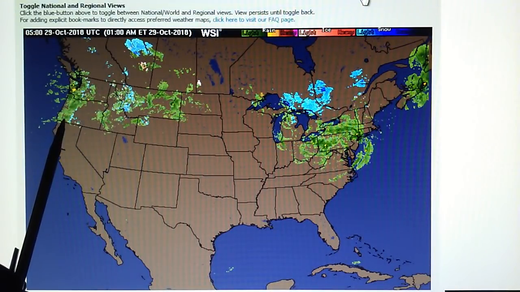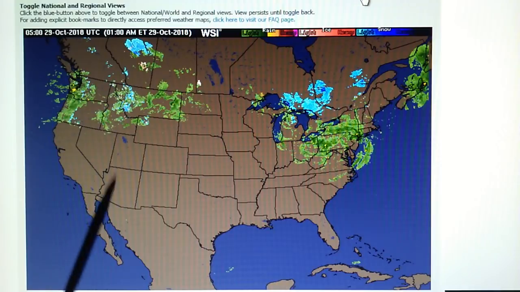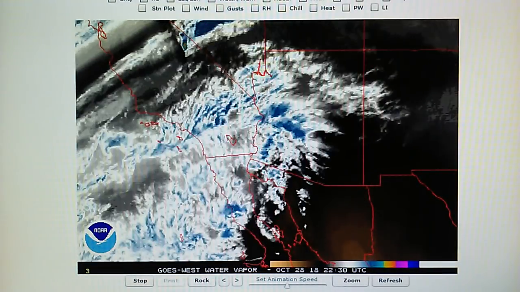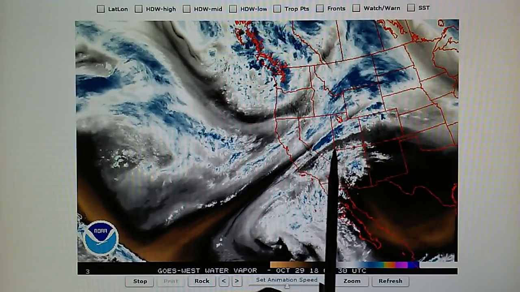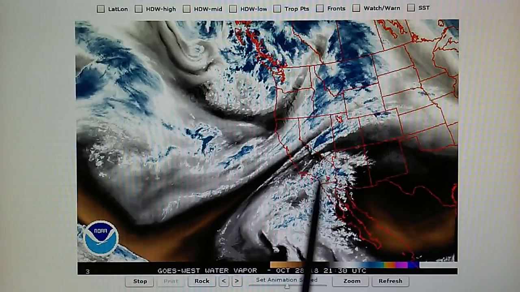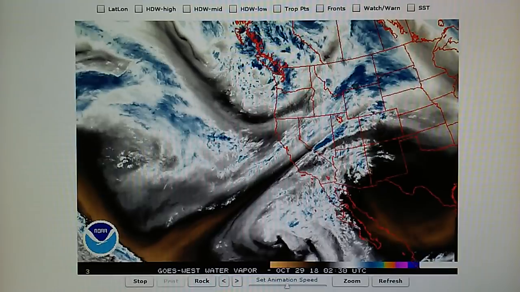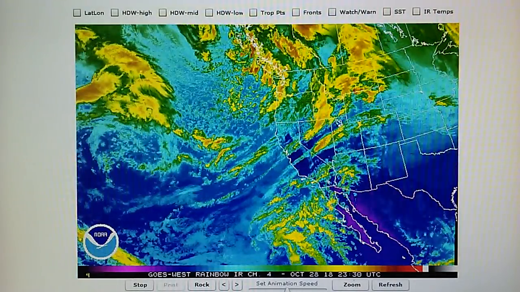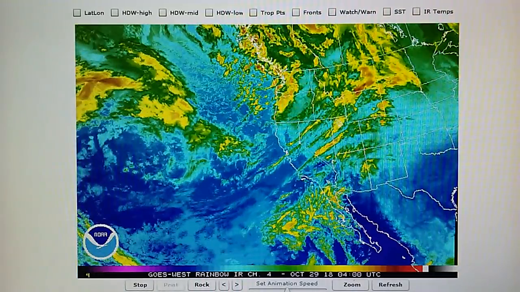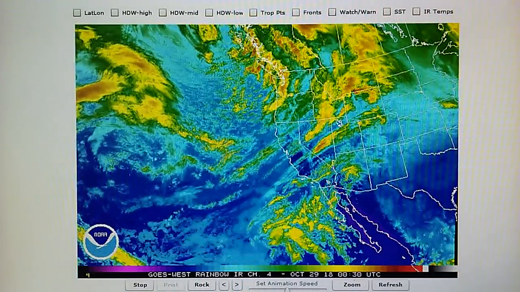We can see that there's rain in Oregon, Washington, zero rain in California, nothing in Arizona or Nevada, as we see here. With all this moisture moving in, we should be getting rain in Las Vegas, Arizona, all throughout the Southwest, and there's nothing happening. And so the Trump administration has to take a look at this. This should be priority number 1.